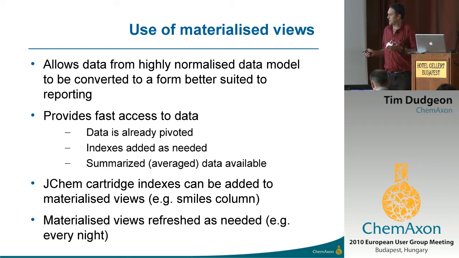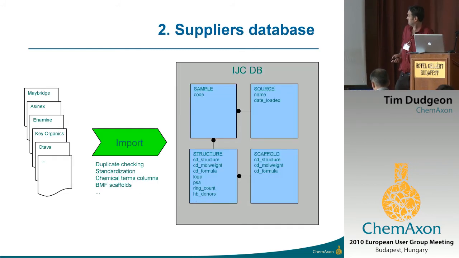And the JChem cartridge indexes can be added to the Oracle materialized views just to make them searchable in a structurally sensible manner. And then the materialized views are refreshed as required, typically every night or more often if needed. So the snapshot was updated and you saw the latest data. So that's the first example.